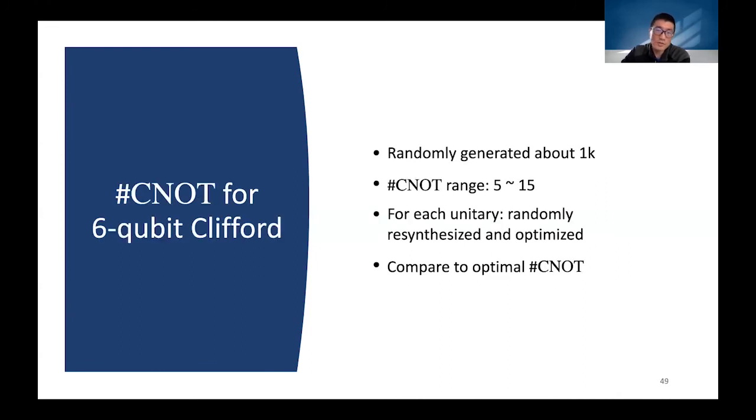For the 6-qubit Cliffords, we randomly generated about 1,000 Clifford unitaries with a number of CNOTs ranging from 5 to 15, because you cannot go below 5, otherwise there will be qubits that are decoupled from the rest of the qubits in the first place. So we have CNOT counts from 5 to 15. Each unitary is randomly resynthesized and then optimized using our technique. Then we compare the resulting circuit CNOT count to the optimal value looked up from a pre-computed database.